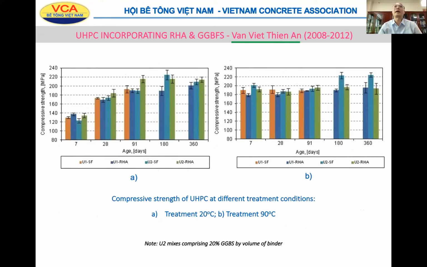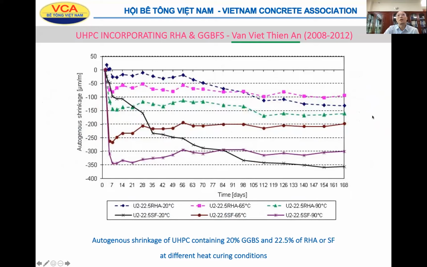Another research was implemented by Văn Viết Thiên Ân in 2008-2012, and Ân used rice husk ash combined with GGBS, and he can gain compressive strength with this sort of mix up to 200, and even some samples over 200 MPa with the 90-degree hot curing treatment. And Ân also did a lot of tests on shrinkage, and he found that UHPC using rice husk ash and GGBS will reduce the autogenous shrinkage very much.